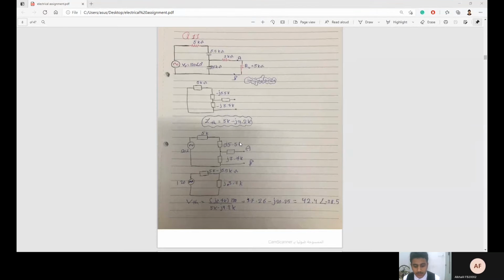In question number 11, this is actually AC, and we have to do Thevenin. With Thevenin we have to find Z Thevenin, and then from Z Thevenin we find voltage Thevenin, and then we have to use the impedance and voltage divider.